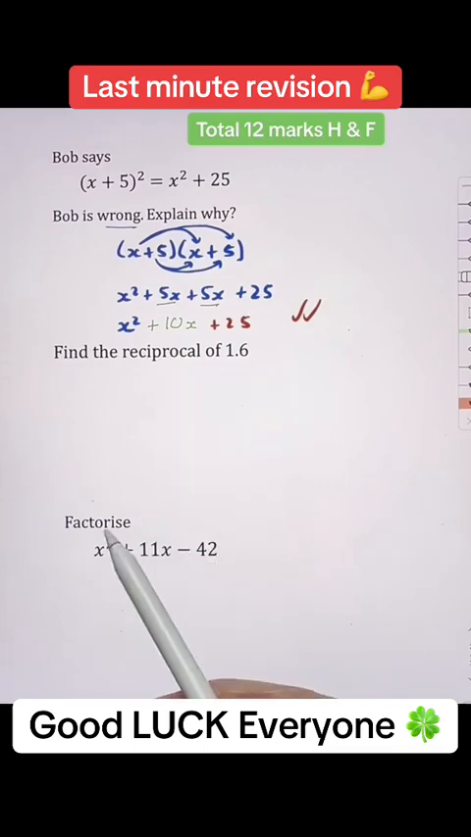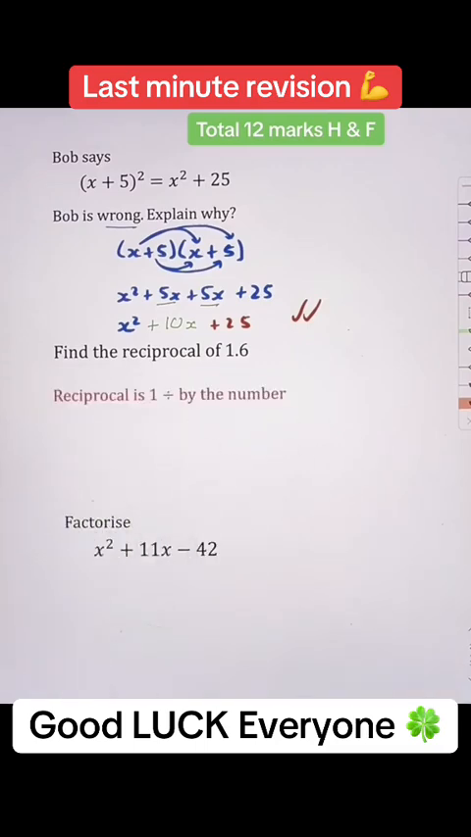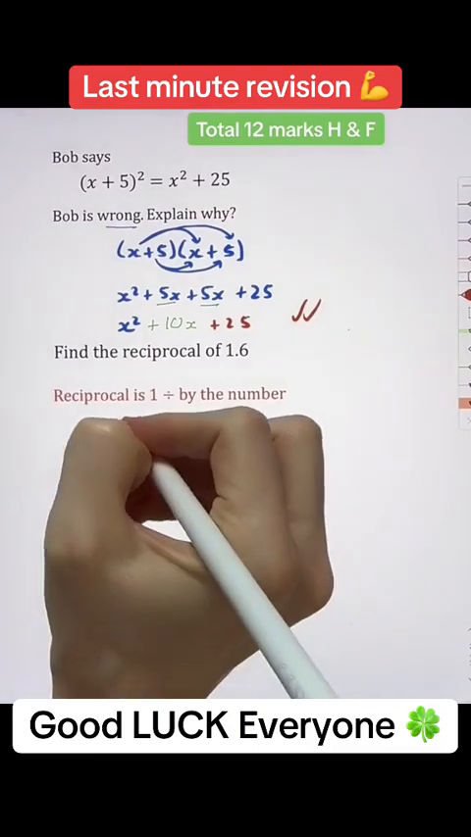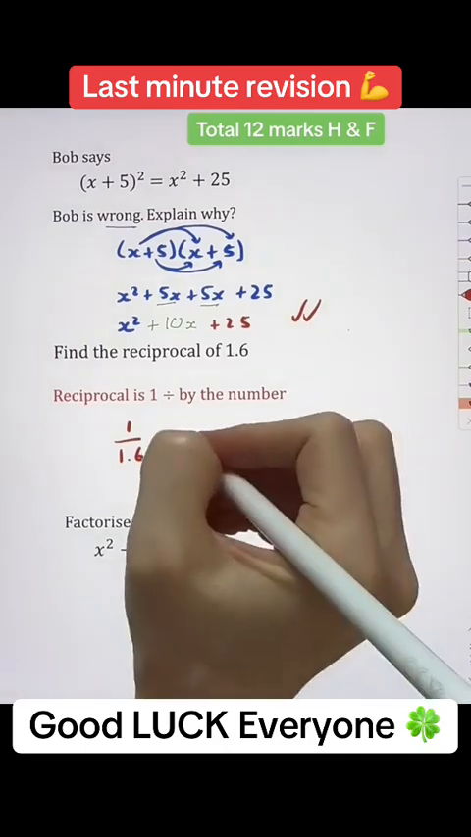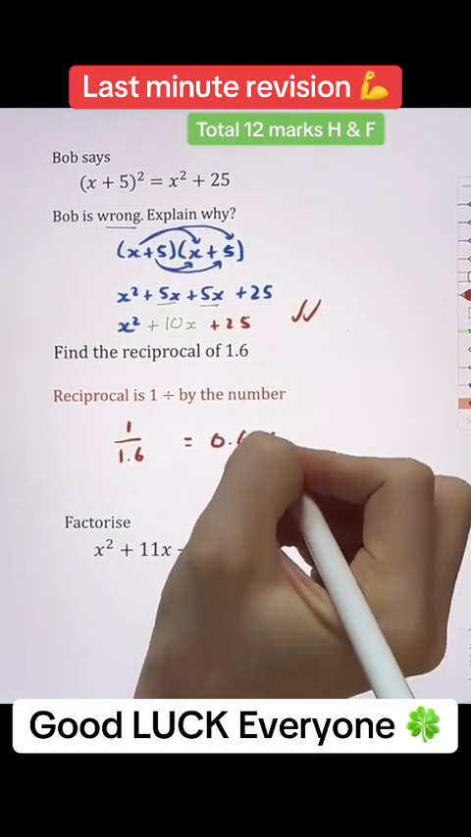Part E, find the reciprocal of 1.6. Well, reciprocal means 1 divided by the number. So in this case, it's just going to be 1 divided by 1.6. Substituting into our calculator, 1 divided by 1.6 equals 5/8. Press S-D, and that gives us 0.625.